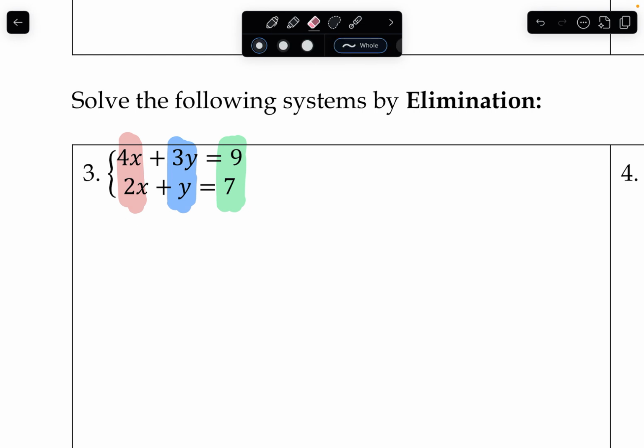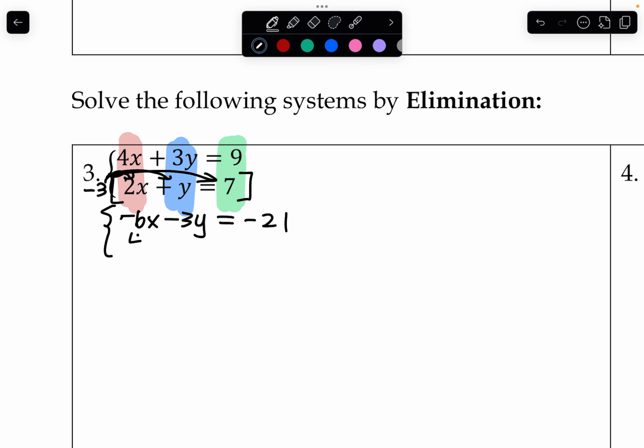And so what we're going to do is scale one of the equations. I'm going to scale the bottom equation by a -3. The reason why I'm choosing -3 is because then this y would have a -3 and the y's would cancel. You could also choose to multiply it by -2 and then this x would have a -4 to cancel. So you get to pick. I'm going to cancel the y's. If I multiply by -3, you have to multiply all 3 places. And so my new bottom equation becomes -6x minus 3y equals -21.